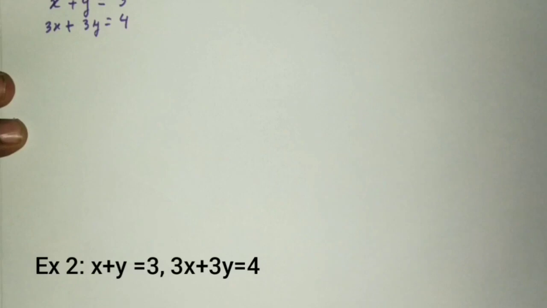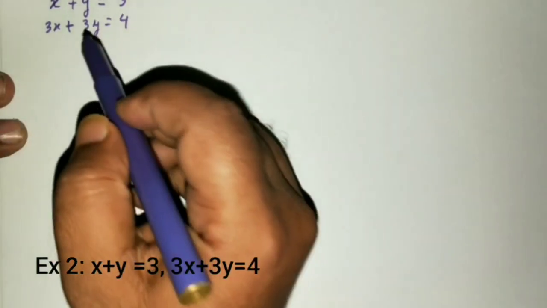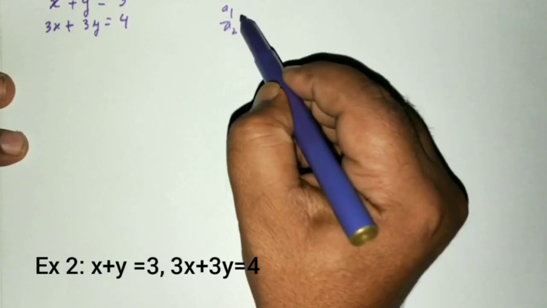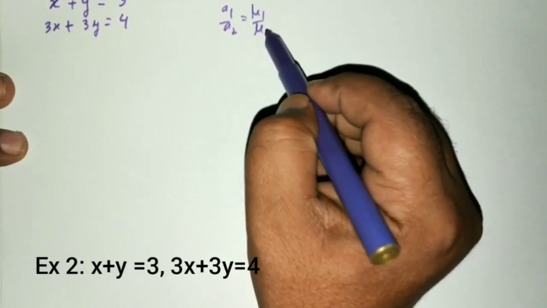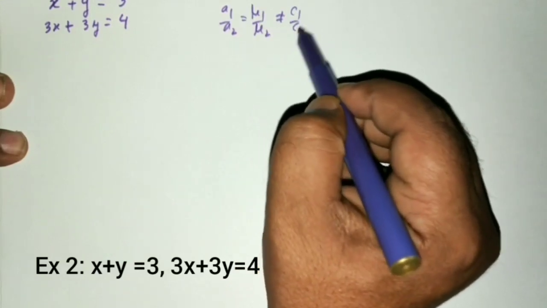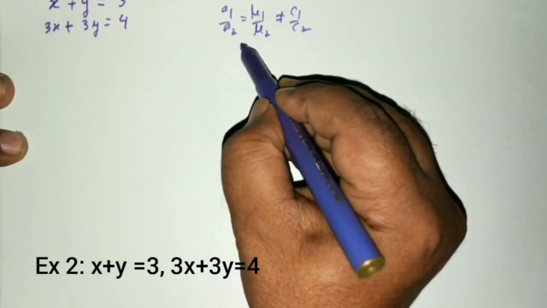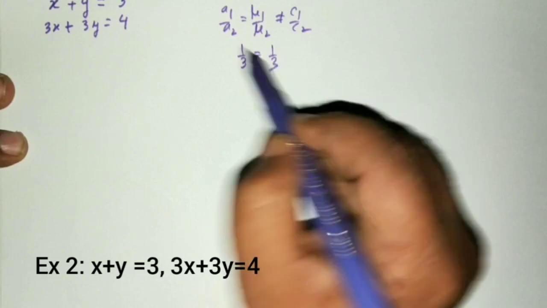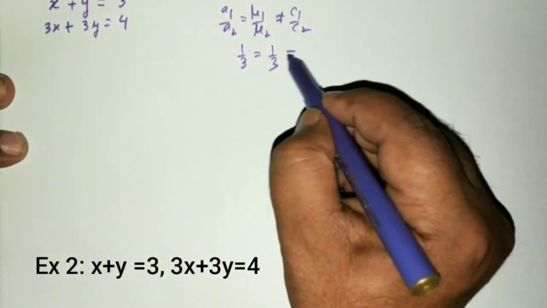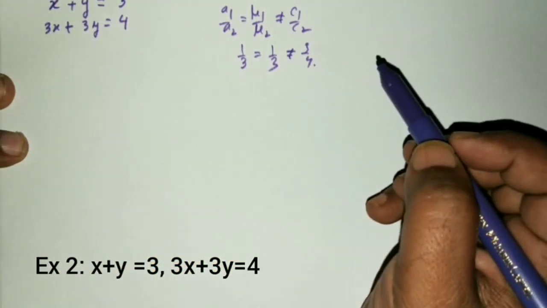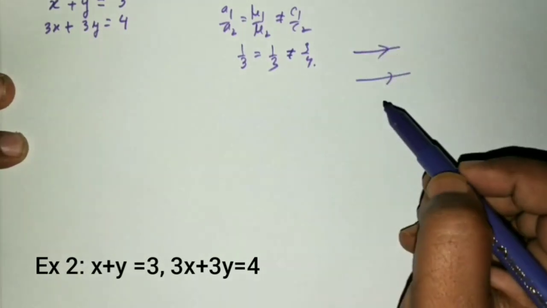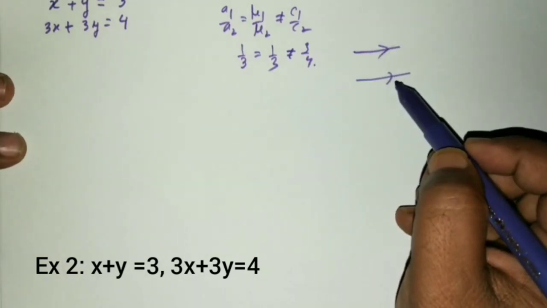Now in this equation, you'll find that A1 by A2 is equal to B1 by B2 but not equal to C1 by C2. 1 by 3 is equal to 1 by 3 is not equal to 3 by 4. That means the lines are parallel to each other. They do not meet at any point. So answer should be no solution.